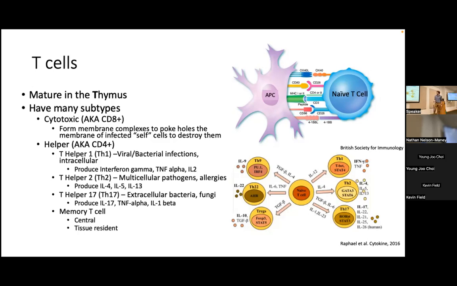And then finally, Th17 cells, which are somewhat more recently discovered. They're more involved in the extracellular bacteria and fungi response. And they produce IL-17, TNF alpha, and IL-1 beta. Those are all kind of arcane jargon words again, but they will come up down the road. There are also cells that have memory, and so they respond to the same thing that they saw earlier.